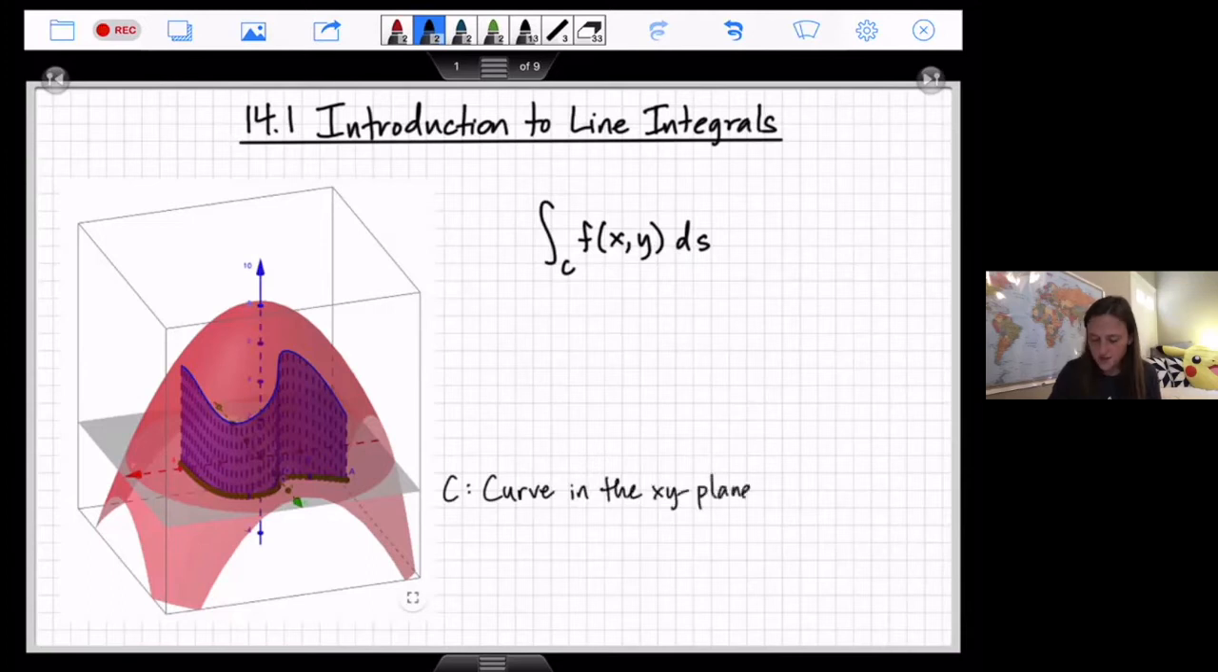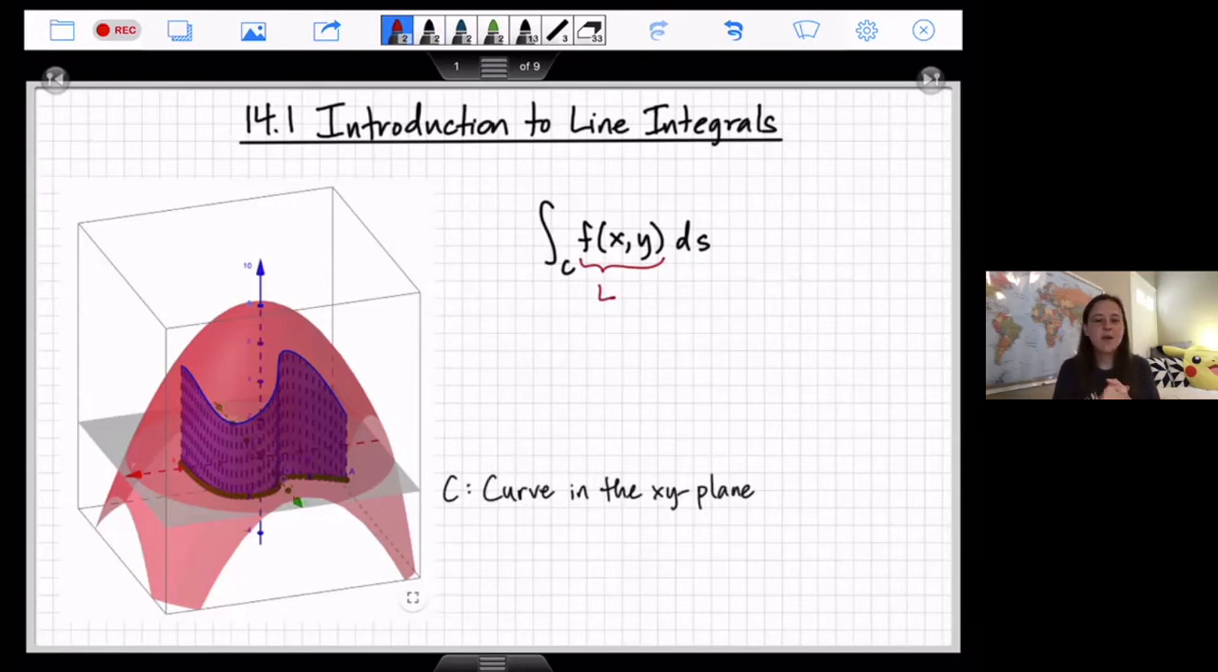We saw in the applet how we could change that curve and it would change the shape of the curtain. The other thing that defines this curtain is the surface itself. The f of x, y tells it how high it's supposed to be at any given point. So f of x, y is going to tell you how high, or the length of that curtain, at any point.